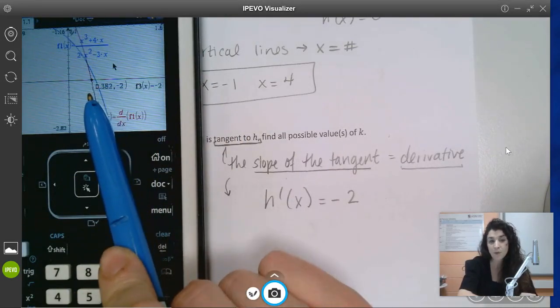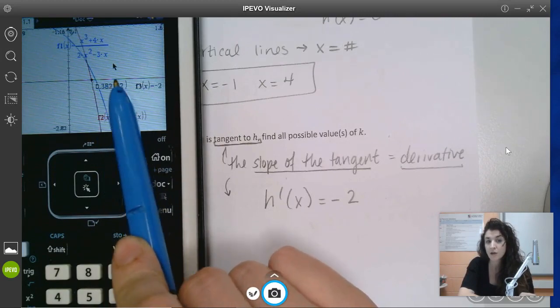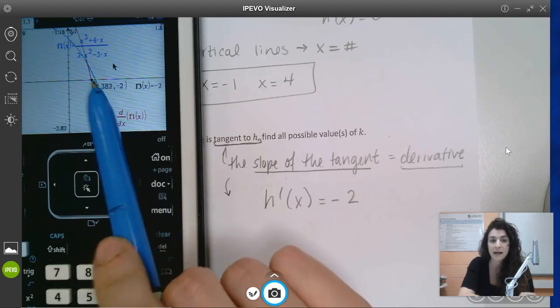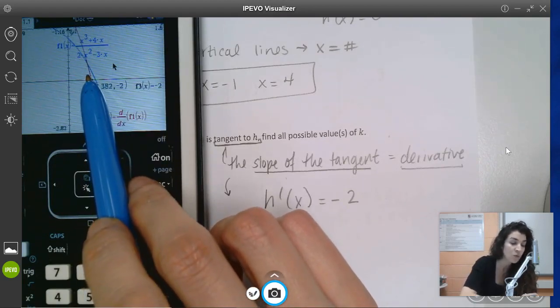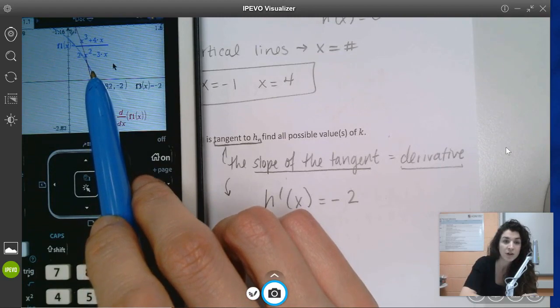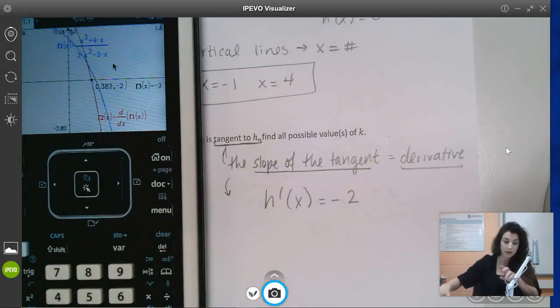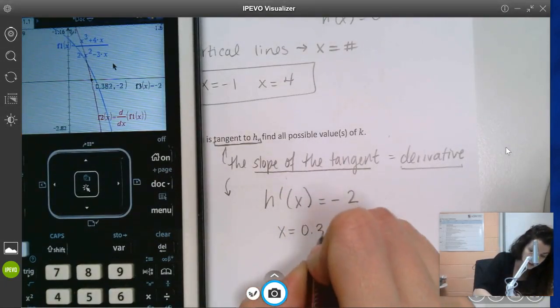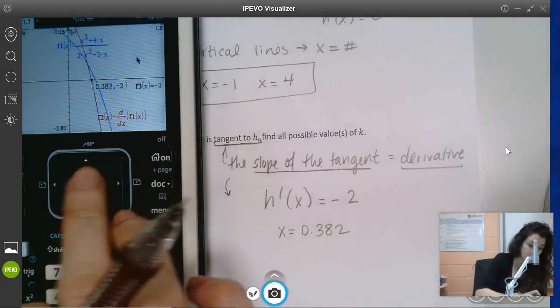This is one point where our derivative would have a y value of -2, which means at 0.382 on our original graph, we would have a slope of -2. Okay, so that's our first x value that would give us a slope of -2.